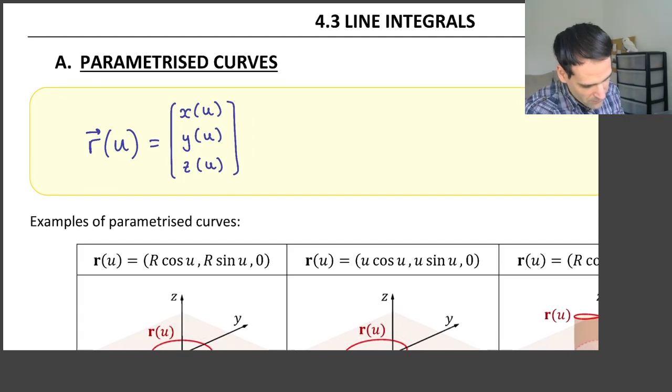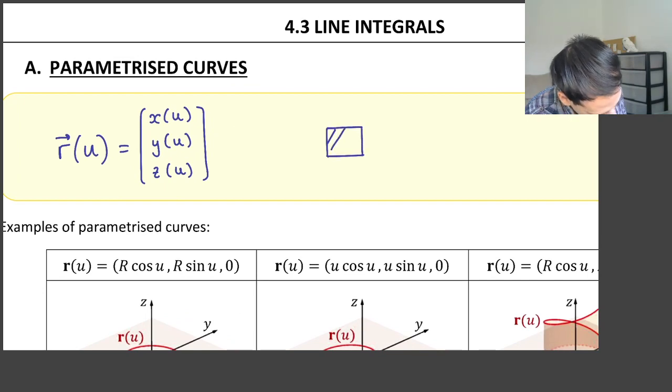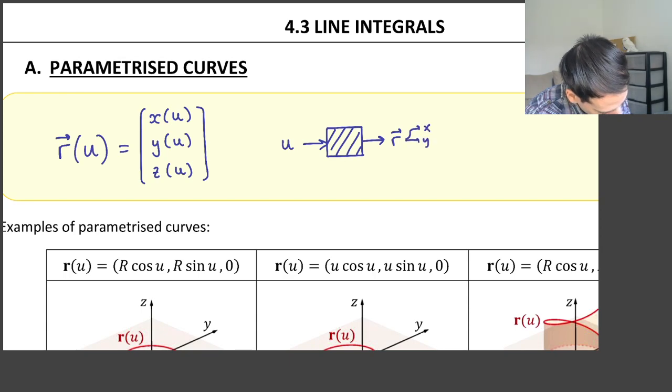You can interpret a parametrized curve as a black box, my usual depiction of functions as a black box, in which you input a parameter u and your output is a position vector r. Or you could imagine that you have actually three outputs, x, y, z. So x, y, and z.